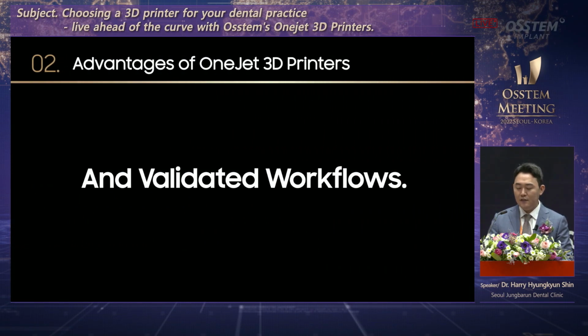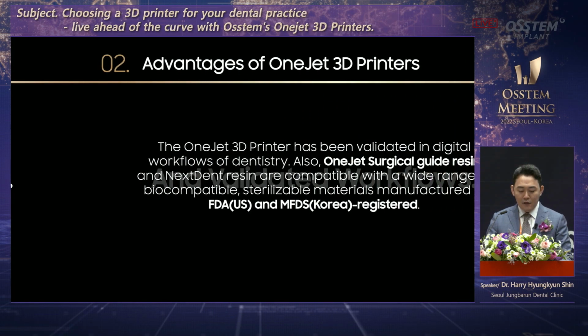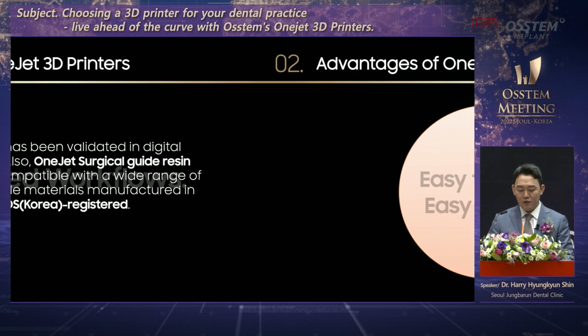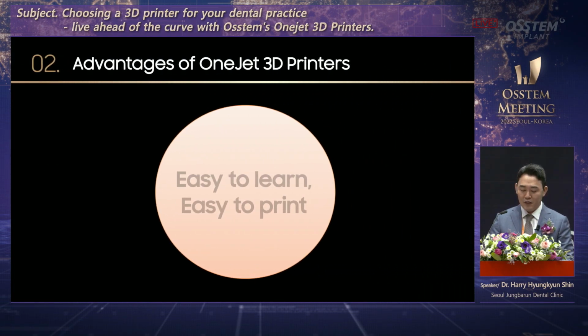There's one more important thing. You need to use certified product approved by the Ministry of Food and Drug Safety. One-jet surgical guide resin and next-gen resin are compatible with a range of biocompatible sterilizable materials. So it's used in the mouth. So grade 2 approved resin should be used. This is very important. As I said before, the biggest advantage of One-jet 3D printers is easy to learn and easy to print.